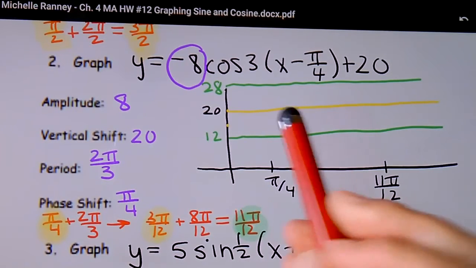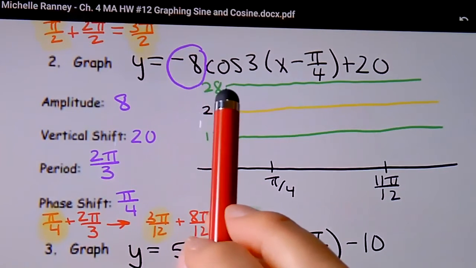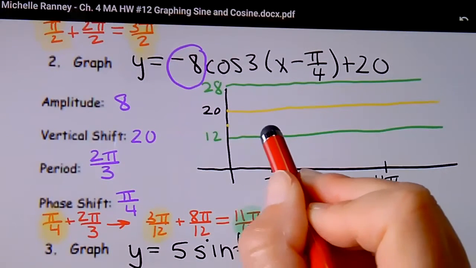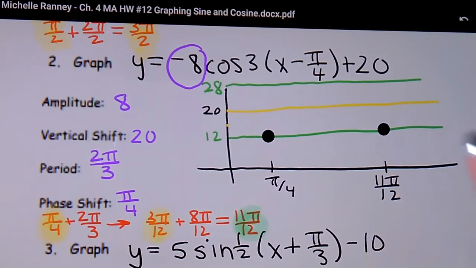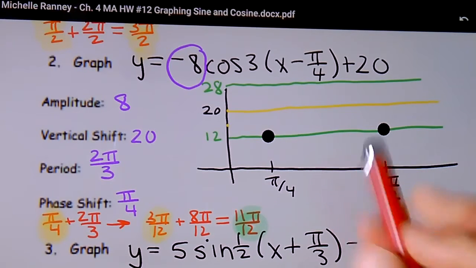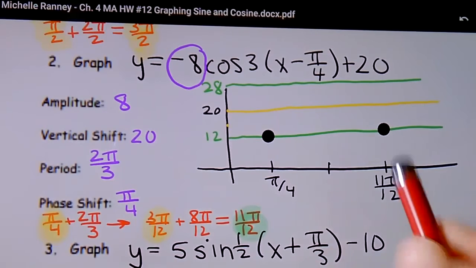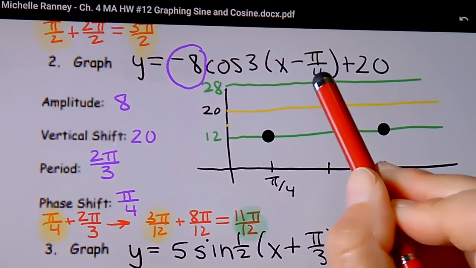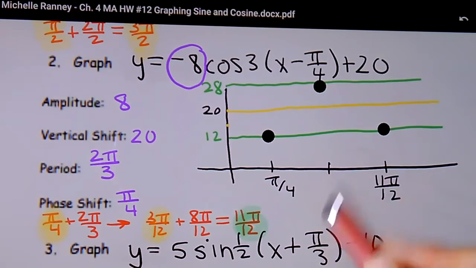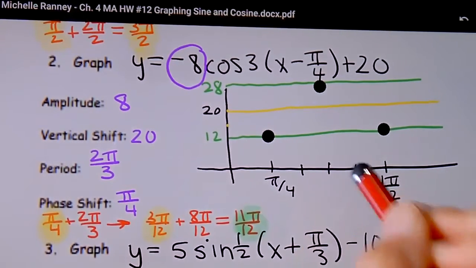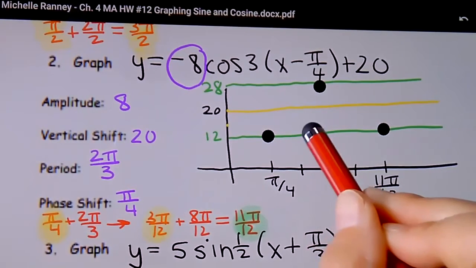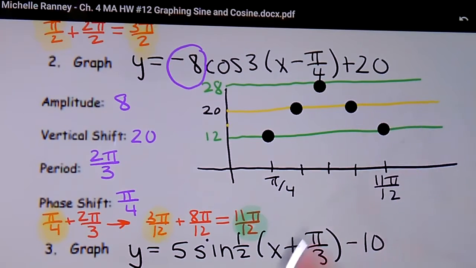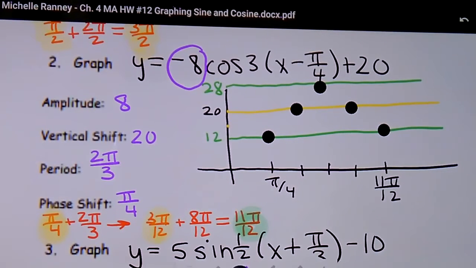And this is cosine. So with cosines, I start at my highs or my lows. Since it's negative, I'm going to start at my low. So I'm going to start here at 12. I'm going to end at 12. And then halfway in between, I'm going to be at the high. And halfway in between those, I'm going to be at my 0, or in this case, my 20. And here is my curve.